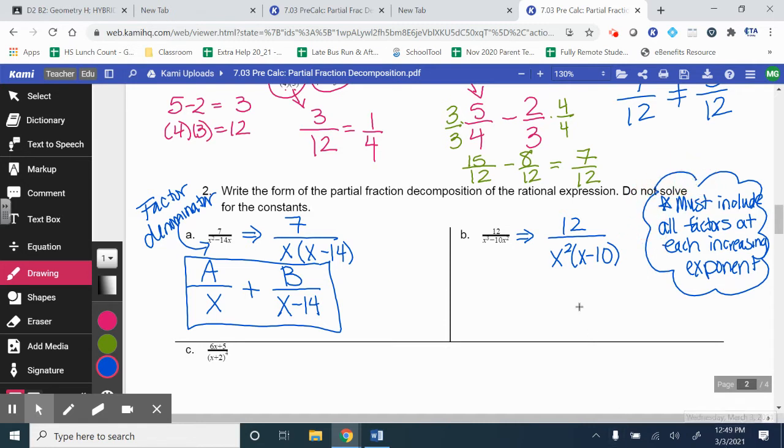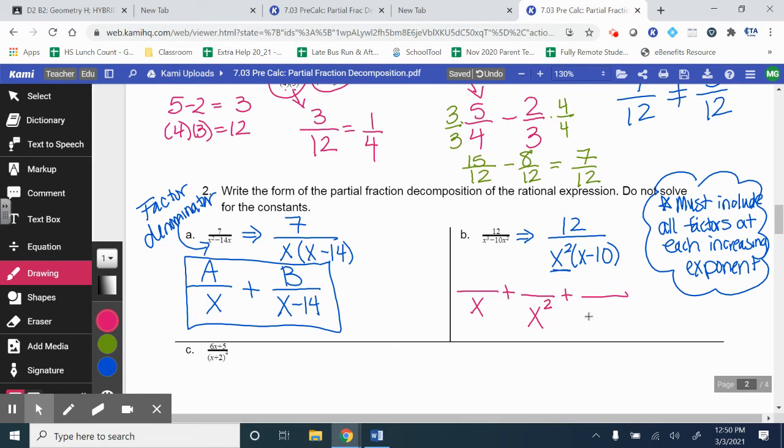So what I mean by that is here we have an x squared right here. So not only do I need to include x squared, but I have to include everything that comes before that. So we're going to include an x in our denominator, then also an x squared. If this had been x to the third, we'd do x squared, and then x to the third as well. So whatever your exponent is, you go up to that starting at 1.